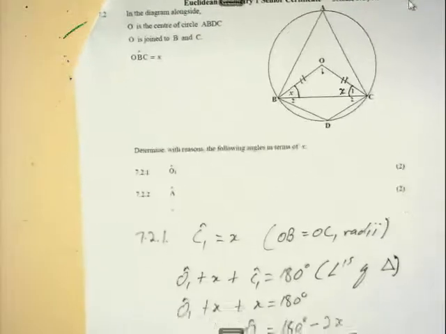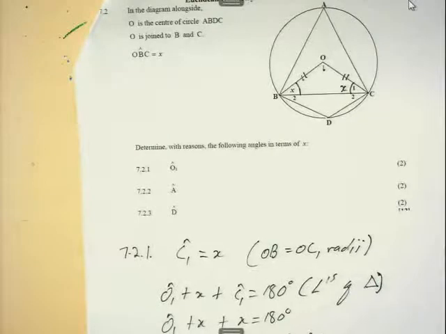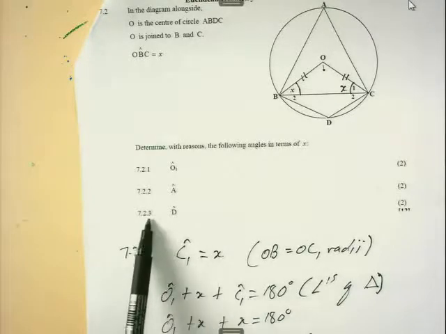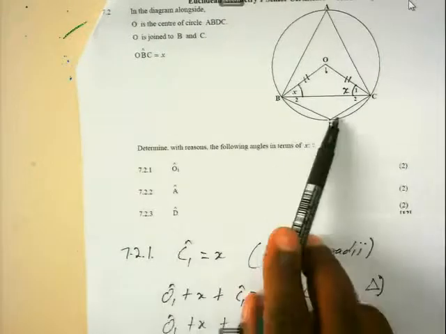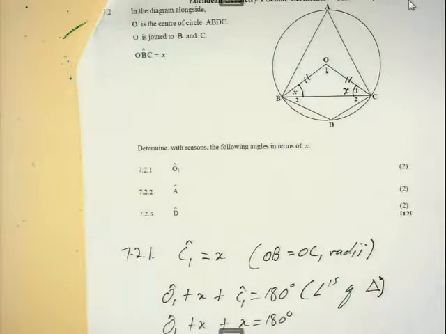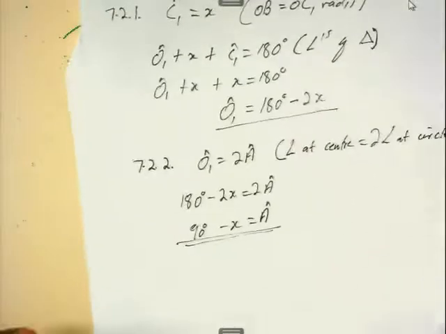Thank you. Let's check the last one. 7.2.3, angle D. Determine with reasons the size of angle D in terms of x. Where is angle D? Here it is. Let's answer 7.2.3 and see how it goes.